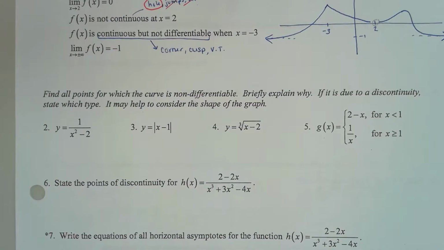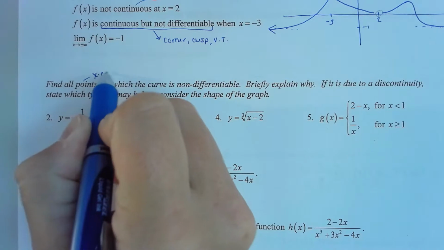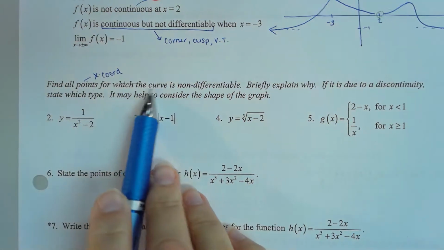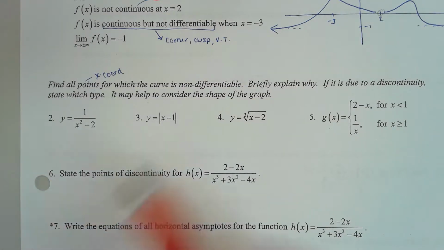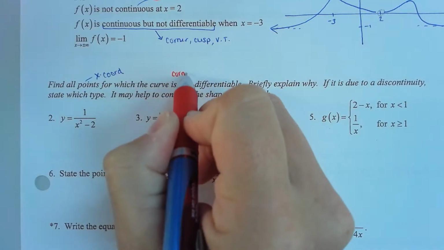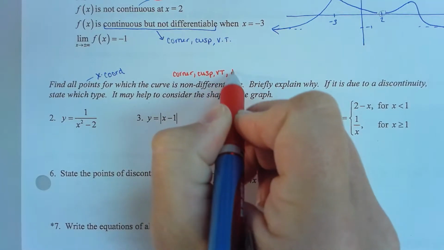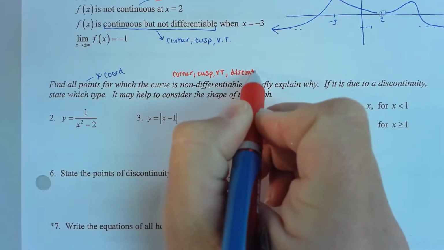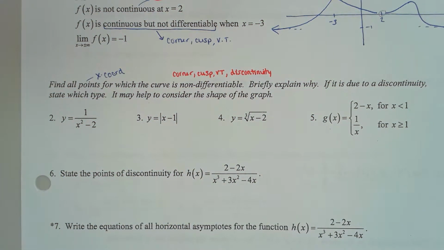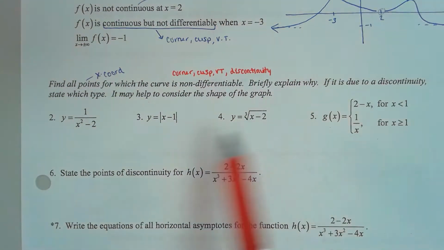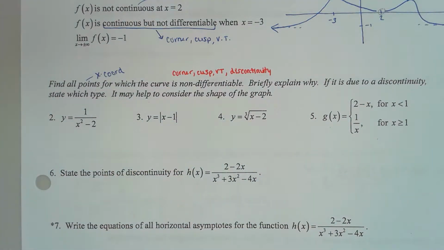Numbers 2 through 5 say find all points, that would be the x coordinate only, for which the curve is non-differentiable. Non-differentiable meaning corner, cusp, vertical tangent, or any discontinuity. If it's a discontinuity, then we'll state which type it is. And it says, if you want, think about what the graph looks like.